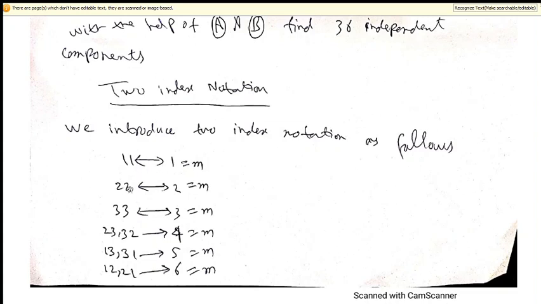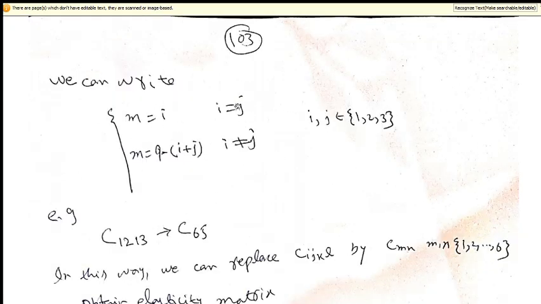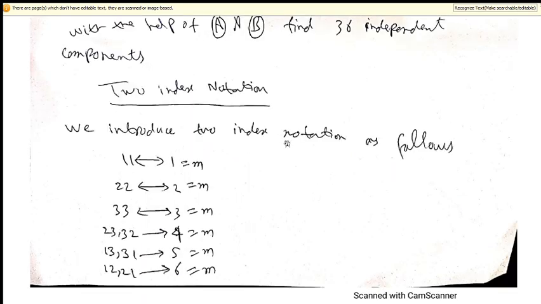We will denote 11 by 1, 22 by 2, 33 by 3, 23 or 32 by 4, 13 or 31 by 5, 12 or 21 by 6. We are writing this as M. In general, M is equal to i when i is equal to j: 11 gives M equal to 1, 22 gives M equal to 2, 33 gives M equal to 3. When i is not equal to j, we have M equal to 9 minus i plus j. For example, for 13, i is 1 and j is 3, so it would be 9 minus 4, which is 5. You can see that 13 or 31 we are denoting by 5.